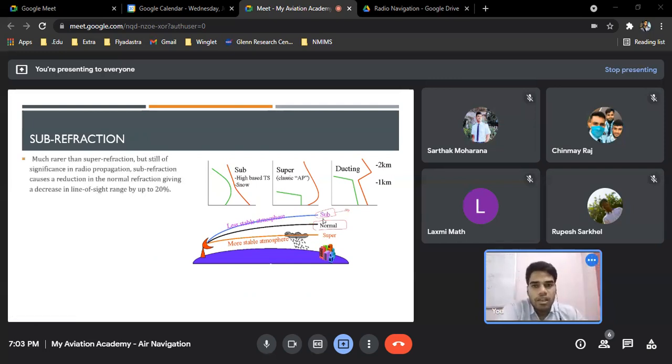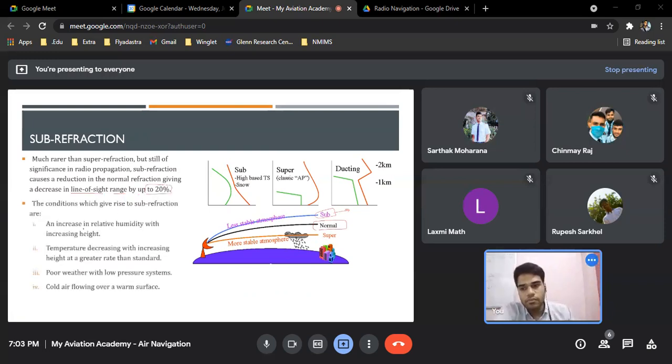This is a rare phenomenon. Here, what happens is the line of sight range decreases by 20%. The conditions are opposite, so in this, density increases. You can see all the results.